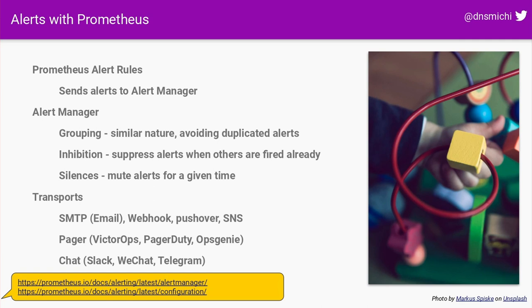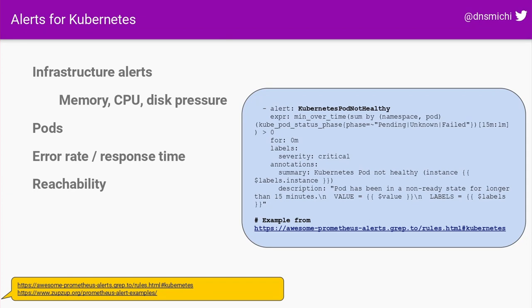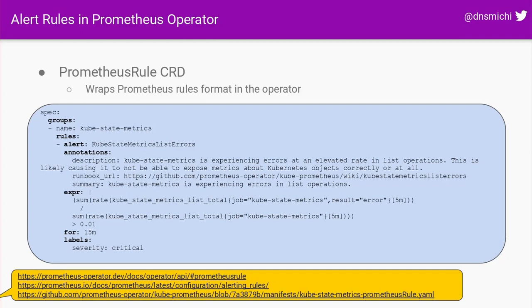For Kubernetes itself, I've also found a website called awesomeprometheusalerts.grep.to, which also provides additional alerting rules which you can integrate with the Prometheus operator into the monitoring of the Kubernetes cluster and get these alerts ready to be fired. Now, integrating them into the Prometheus operator can be done with the PrometheusRule custom resource definition. It's just an example of how to wrap it and not use two different configuration formats, which I think is great, especially for beginners, not needing to learn different things.